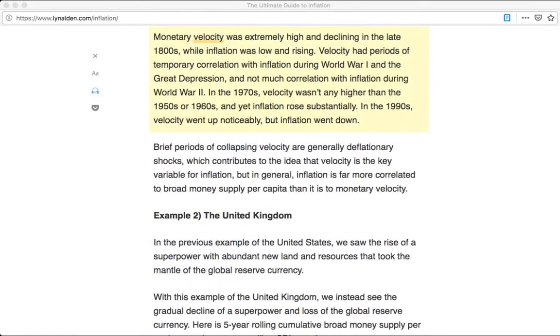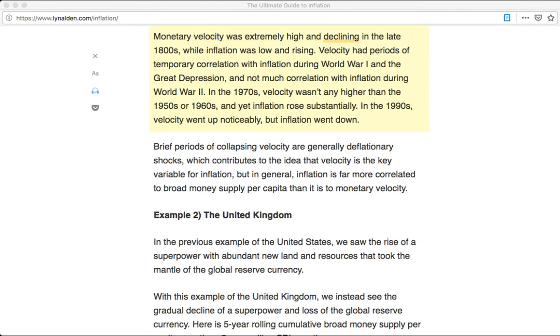Monetary velocity was extremely high and declining in the late 1800s, while inflation was low and rising. Velocity had periods of temporary correlation with inflation during World War I and the Great Depression, and not much correlation with inflation during World War II. In the 1970s, velocity wasn't any higher than the 1950s or 1960s, and yet inflation rose substantially. In the 1990s, velocity went up noticeably, but inflation went down.